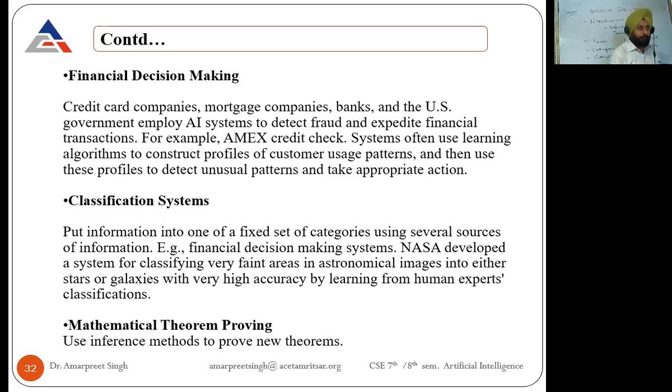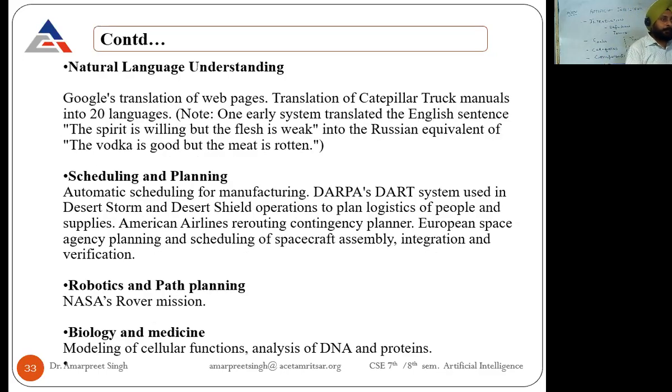Mathematical theorem proving uses inference methods to prove new theorems. It is used in natural language processing. In natural language processing, it is used in both natural language generation and natural language understanding. Google's translation of web pages is an example of natural language understanding.